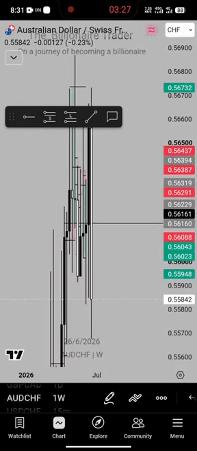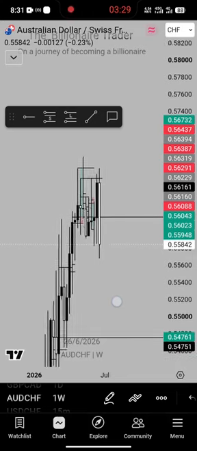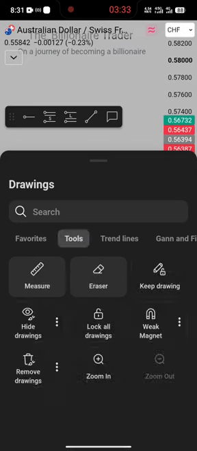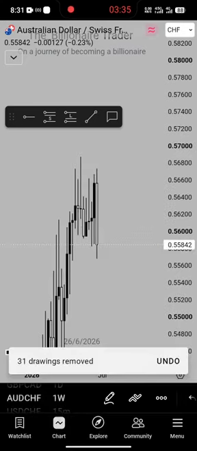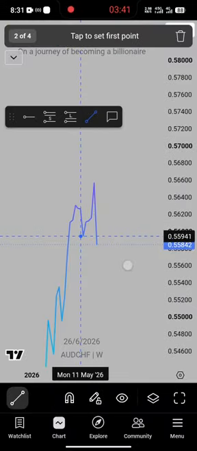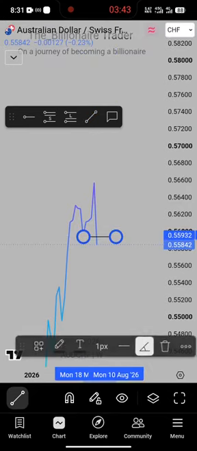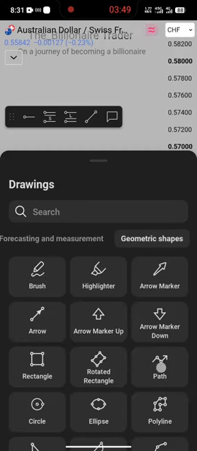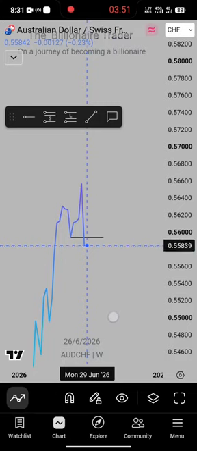This is the weekly time frame. Yeah, we are bearish on AUD CHF. And how do I know that we are bearish? Just change to your line charts and you are going to see it clearly. So with this, what am I expecting on AUD CHF? I'll be expecting something like this. This is the weekly time frame.